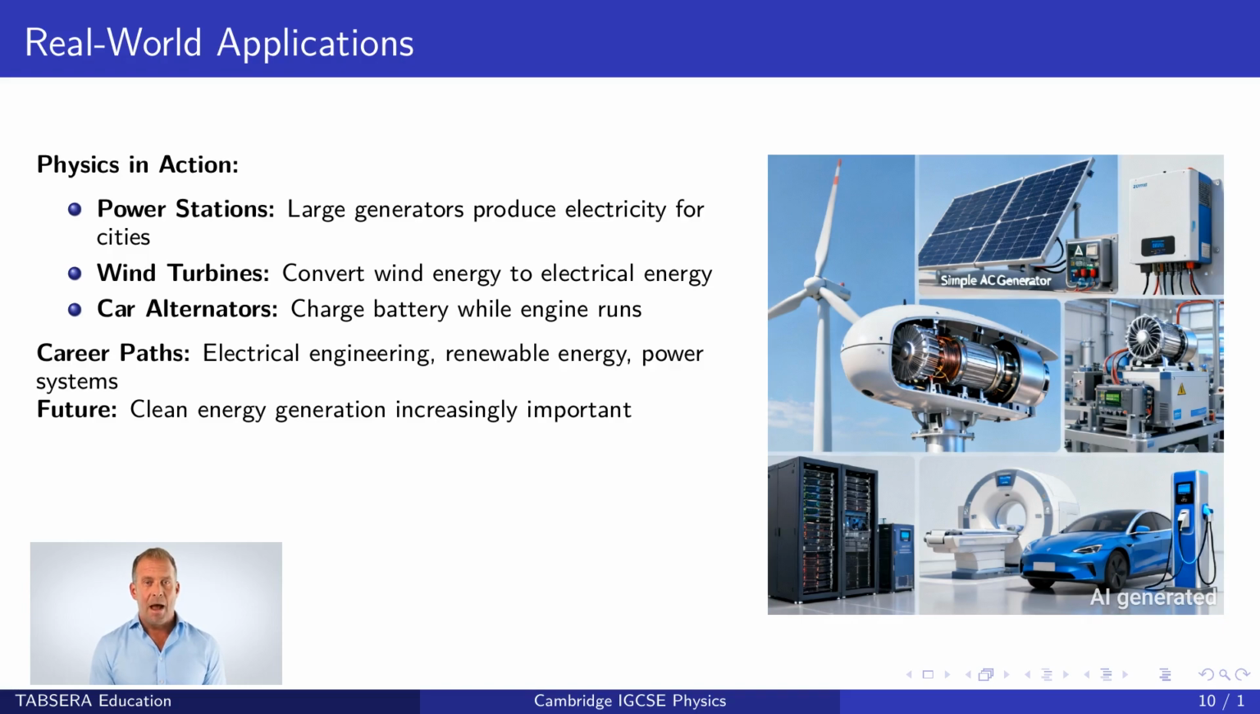Physics principles power our modern world. Let's see how AC generators apply in practice. In power stations, massive generators convert mechanical energy from steam turbines into electricity for entire cities, using the same electromagnetic induction principles we studied. In wind turbines, rotating blades turn generators to convert wind energy into clean electrical energy for the power grid. In car alternators, the engine drives a small AC generator to charge the battery and power electrical systems while driving. These applications show why physics matters.